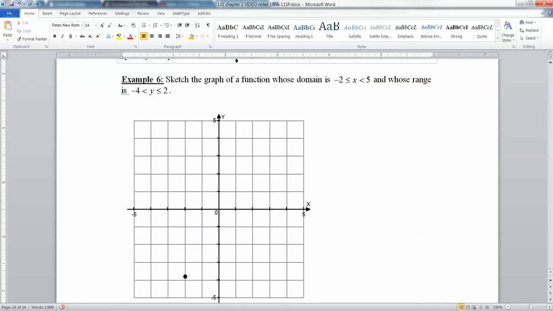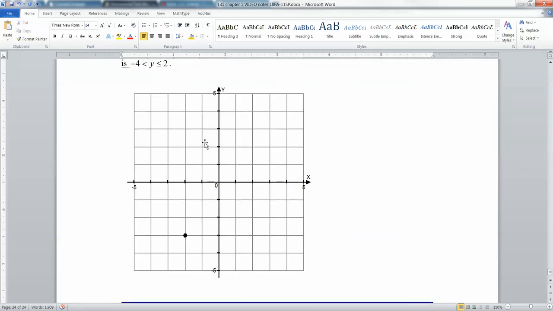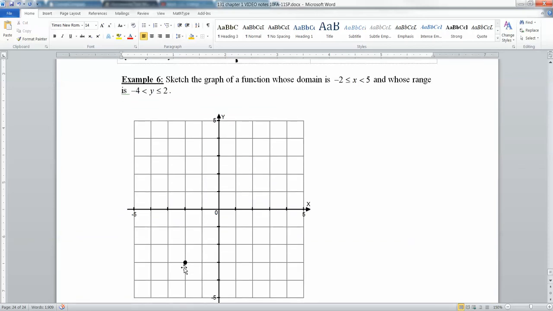So what I'm saying is put your point wherever you want. Just put your pencil down on the paper somewhere on the -2 vertical line, but somewhere between -4 and 2. Any place is fine. I'm going to do it at -3, just for the heck of it. No good reason, just because I feel like it.